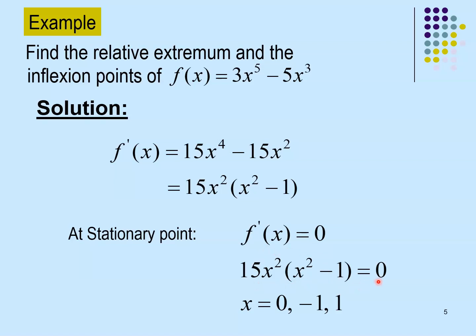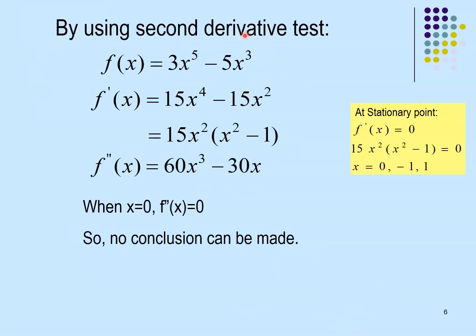So we have this equal to 0, then you get x equal to 0, x equal to -1 and 1. This one you can solve using calculators, using the equation function, the quadratic. Okay, so we already found our critical values. Next, by using the second derivative test, we have our original function, then we differentiate it first to get our critical values, then we differentiate it again so we have this one.